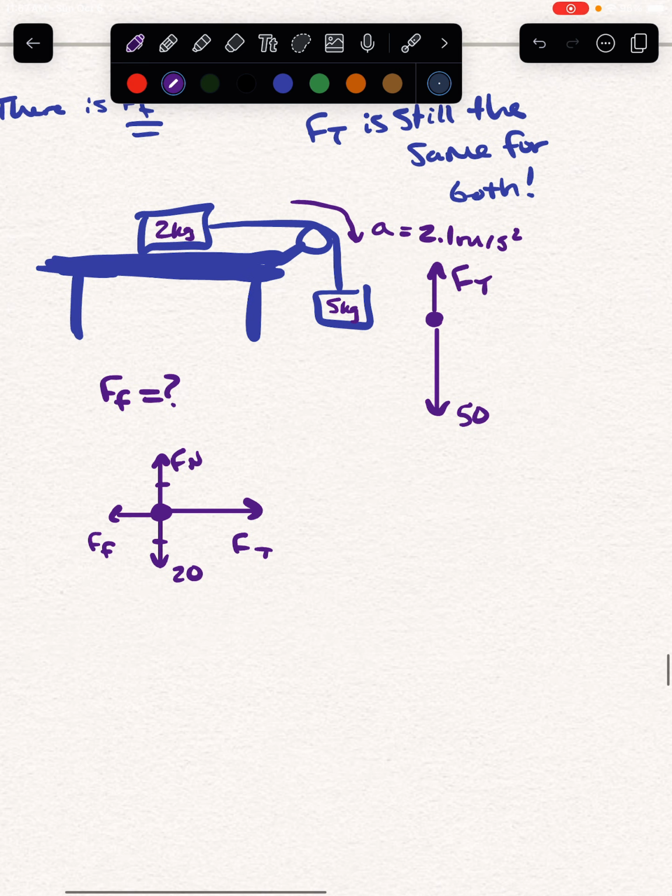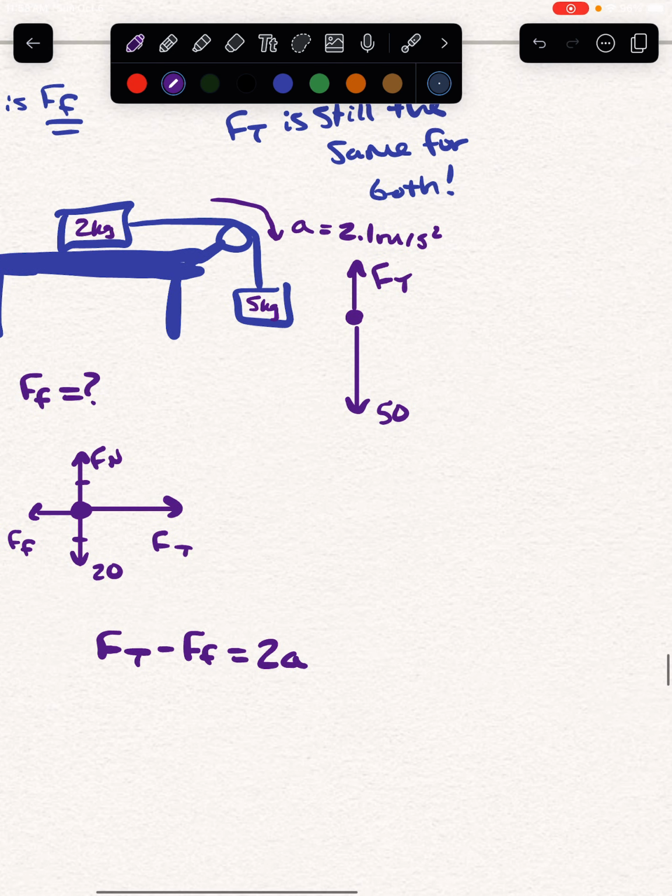And now I can set up my equations. So now I can say, for this one, the force of tension minus the force of friction is equal to 2a, because that's its mass. And then for this one, 50, the force of gravity minus the force of tension is equal to 5a.